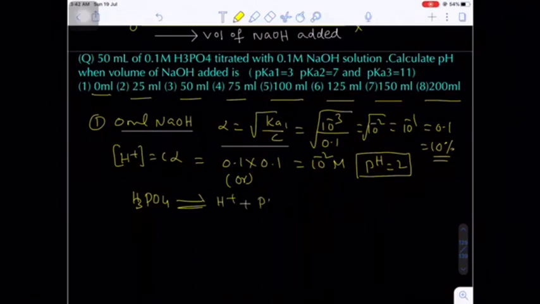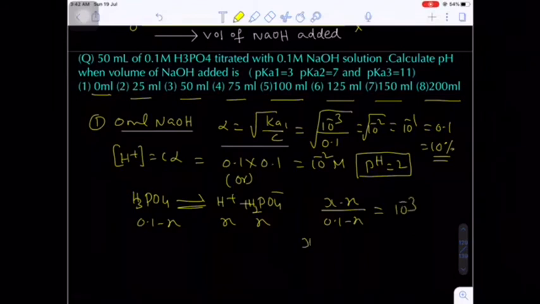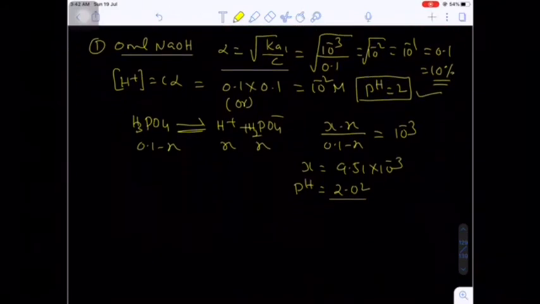Otherwise, if you want to calculate with the help of the quadratic expression, H3PO4 gives H plus and H2PO4 minus. So 0.1 minus X, let's suppose X, so X into X upon 0.1 minus X will be equal to Ka1, that is 10 raised to minus 3. After solving this, you will get the X value, which is 9.51 into 10 raised to minus 3. After that, calculating the pH value, you will get 2.02. So here you are getting the pH value roughly 2.